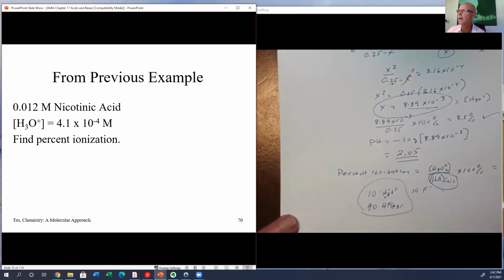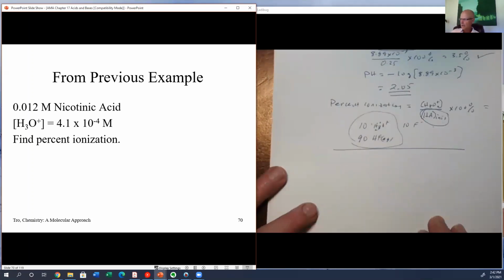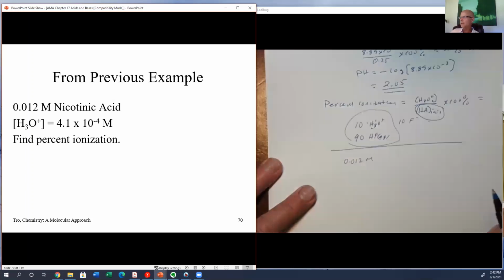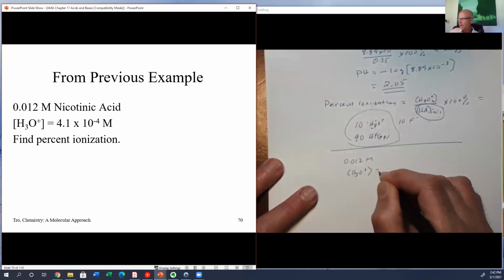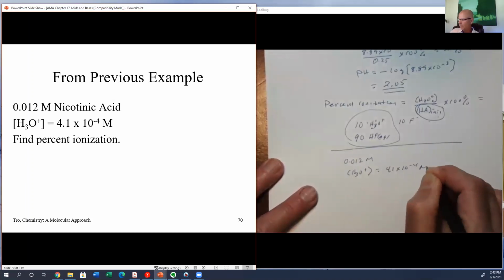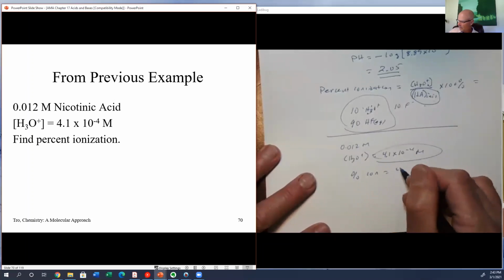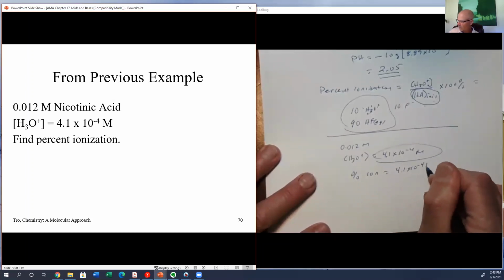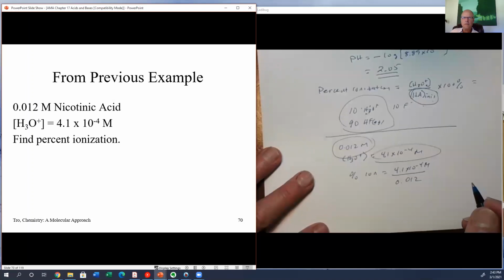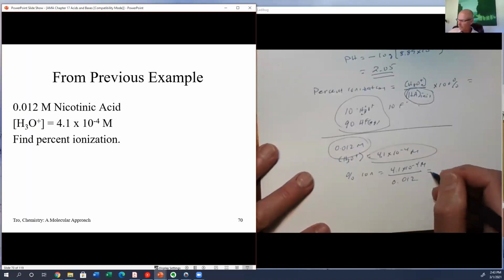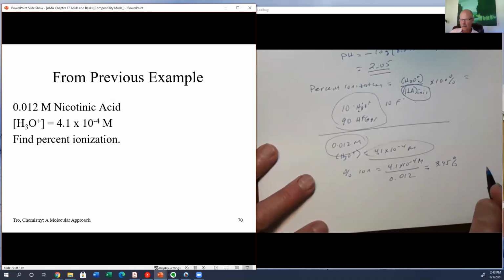All right, so let's just do an example from what we already calculated, right? So for that nicotinic acid, I had 0.012 molar. And the H3O plus concentration, when I solved for it, was 4.1 times 10 to the minus 4 molar, right? So my percent ionization is equal to what? 4.1 times 10 to the minus 4 molar divided by my initial concentration. Okay? And in that case, that turns out to be 3.45%. So about 3.5% of the molecules ionized there.